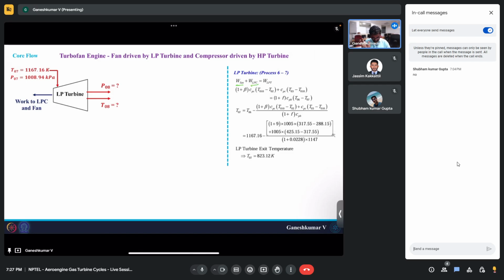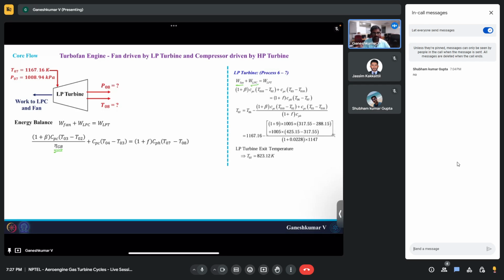So the energy balance would look the same: the work required for the fan, the work required for the LPC, and that is the work that has to be generated by the LPT. Okay, and this is where things are a little bit different. You can see I have eta gearbox, and that too in the denominator. I hope you guys can understand why it is in the denominator.